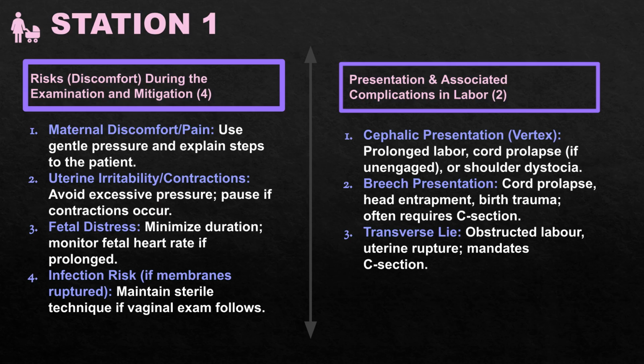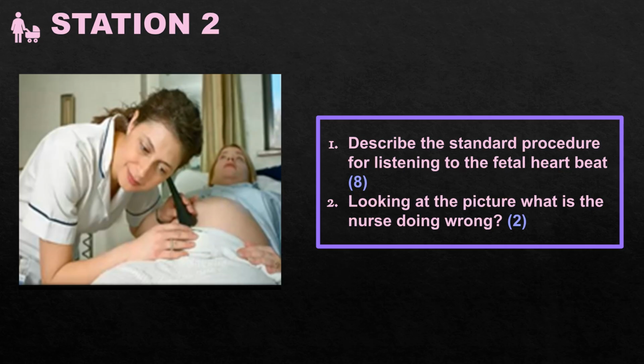In transverse lie, the fetus lies horizontally in the uterus. This leads to obstructed labor and increased risk of uterine rupture. A cesarean section is mandatory in this situation. In this station, you are asked to assess fetal heart sounds.